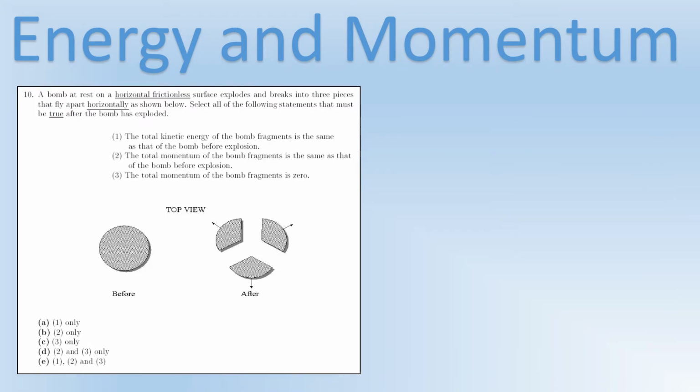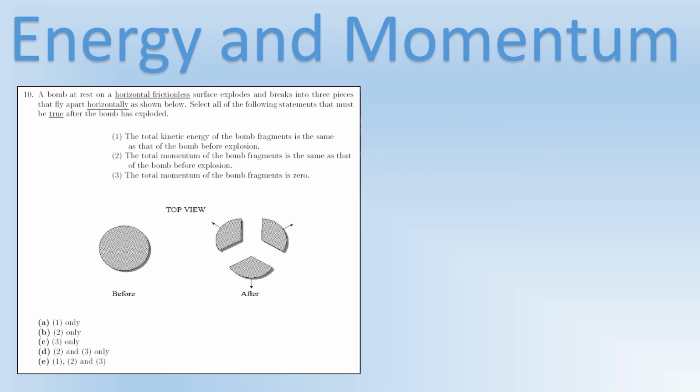Okay. So we've got a bomb at rest on a horizontal frictionless surface. It explodes and breaks into 3 pieces that fly apart horizontally, like in the diagram. Select all the statements that must be true after the bomb has exploded. So pause the video and select the statements you think are correct. Then we'll take a look.